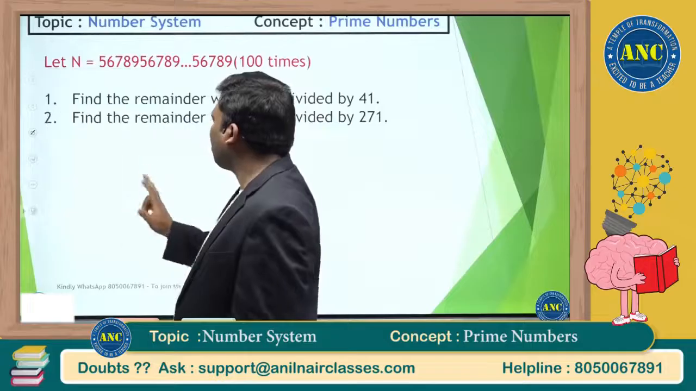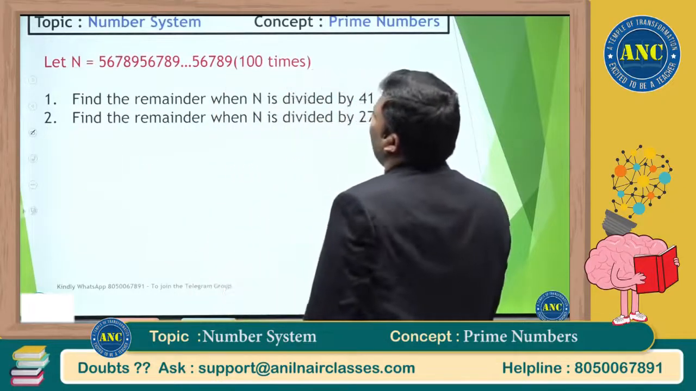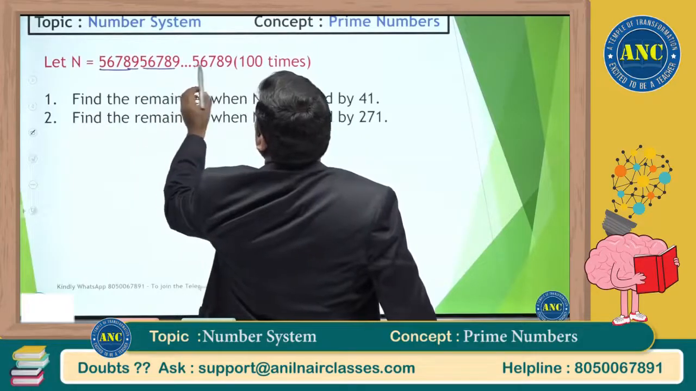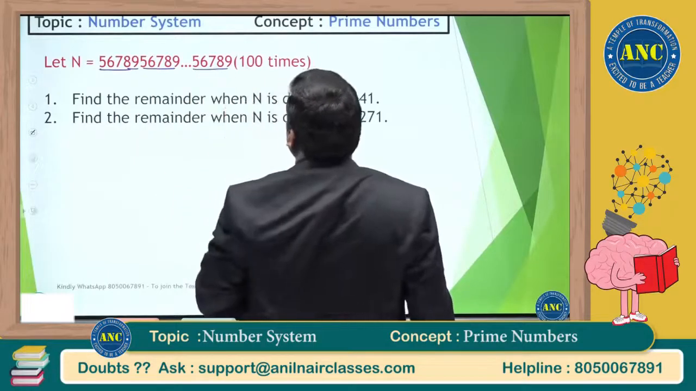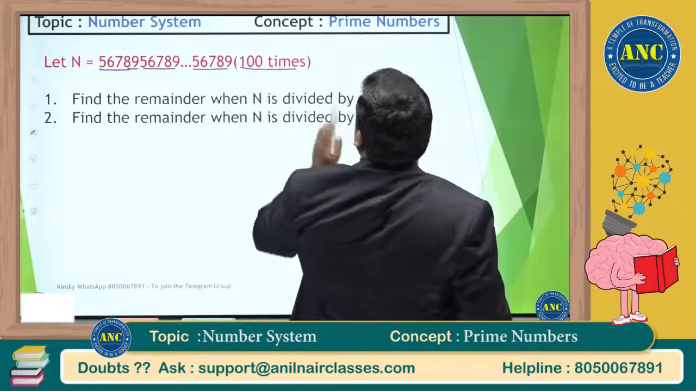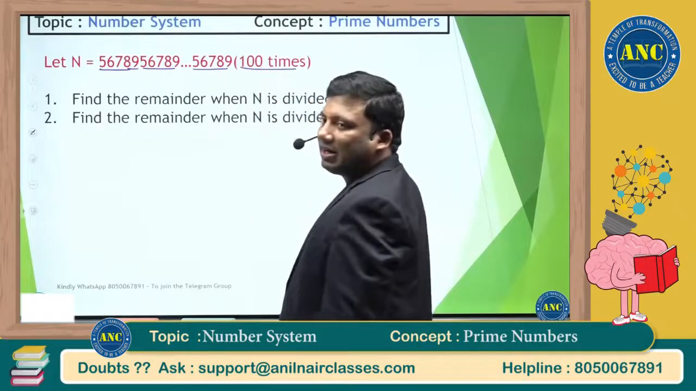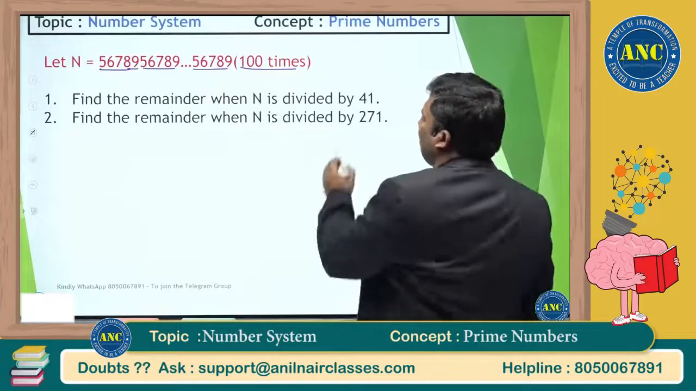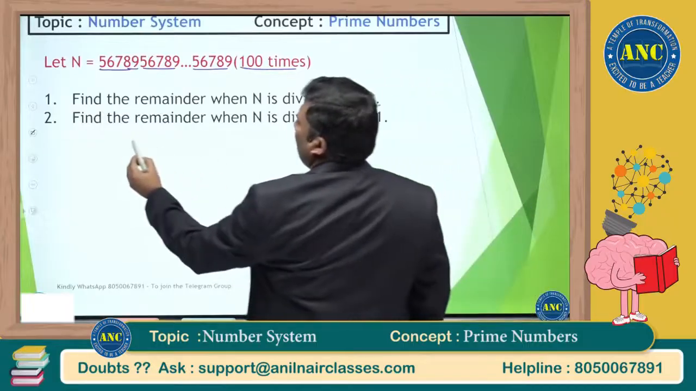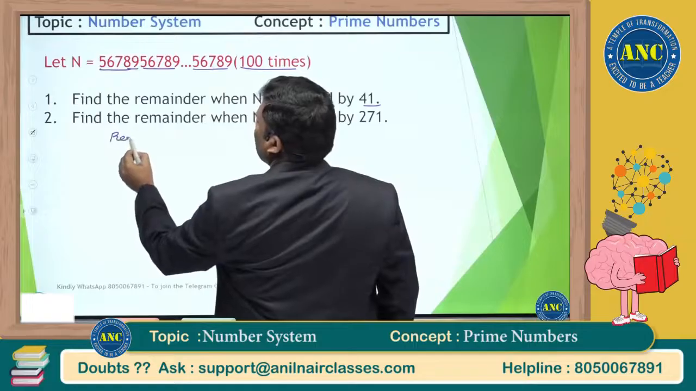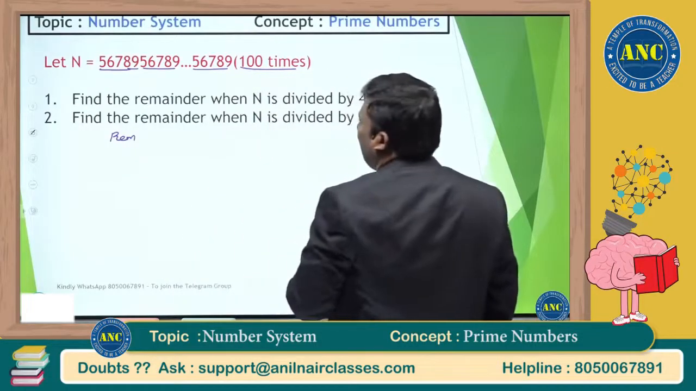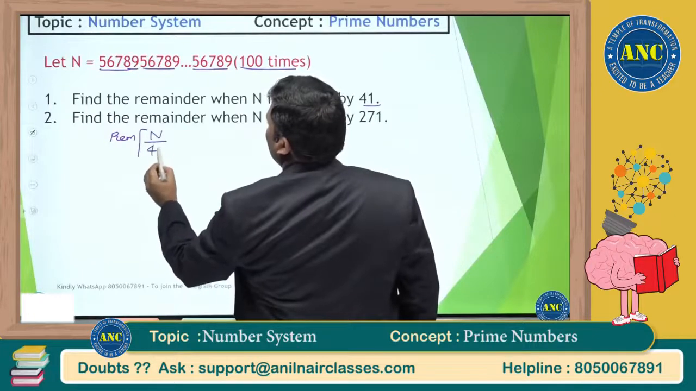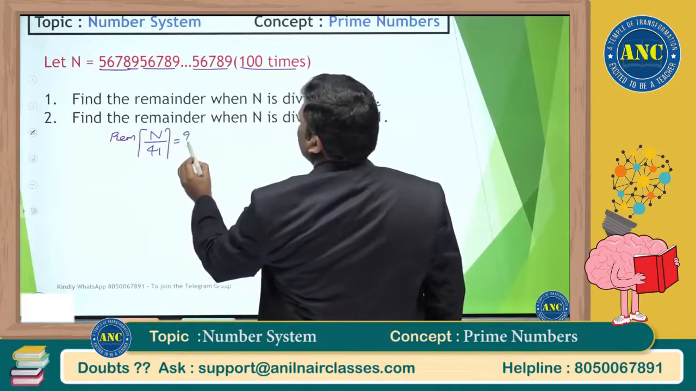Beautiful question, sir. The question is: 56789, a 5-digit number, is written 100 times. What is the remainder when it is divided by 41 and 271?